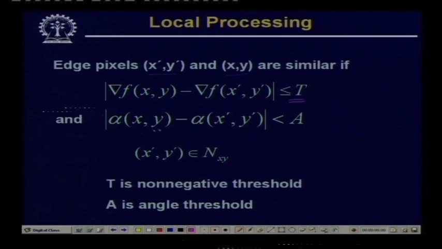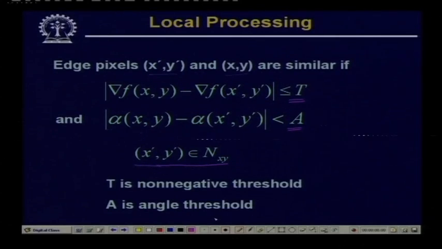is similar. That is, if the orientation or direction of the edge is also similar, that is, the difference is less than or equal to some angle threshold value A, then we consider these two points x y and x dash y dash to be linked together. In this particular case, our x dash y dash has to be in the neighborhood of x y. That is what is represented by x dash y dash belongs to the neighborhood of x y.